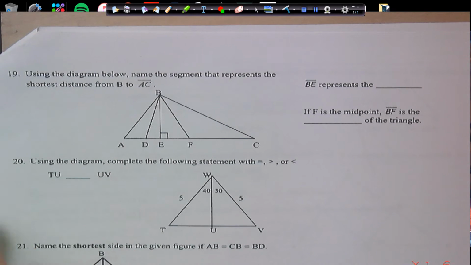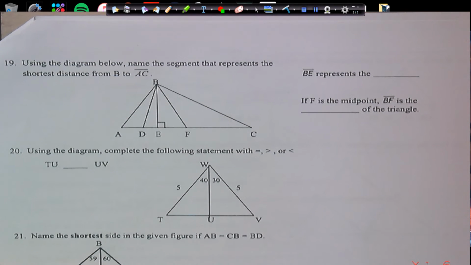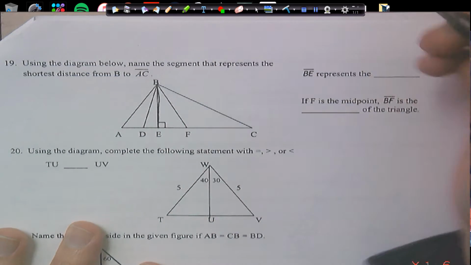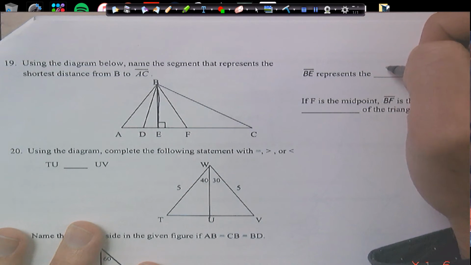Using the diagram below, name the segment that represents the shortest distance from B to C. Remember, the shortest distance from B to C is a perpendicular segment. Yes, it is. So BE is our shortest distance, and it represents what? An altitude.